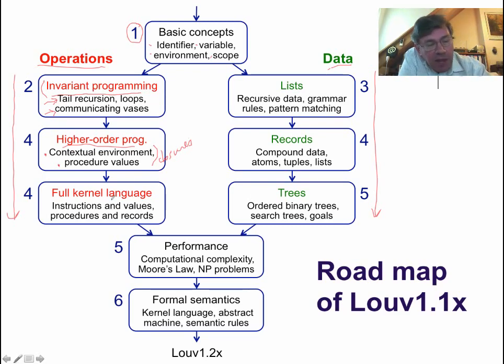It's the same concept. And then finally, we introduce the full, complete kernel language of the functional paradigm, its instructions, its values, and in particular, procedure values and record values. So that's the operations path. In the data path, we started by talking about lists, our first recursive data structure. A data structure that is recursive is built on top of smaller versions of itself, exactly analogous to recursive functions. We showed how to define them with grammar rules, and we showed how to program with them using pattern matching.